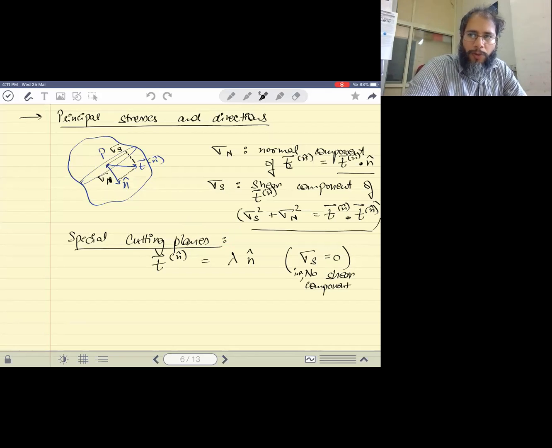So that is no shear component. Sigma s equal to 0. Okay, so for these special cutting planes, our stress vector, the traction vector, is in the direction of n hat, or the normal direction only. That means it only has a normal component. It has no shear component in the direction of the plane.